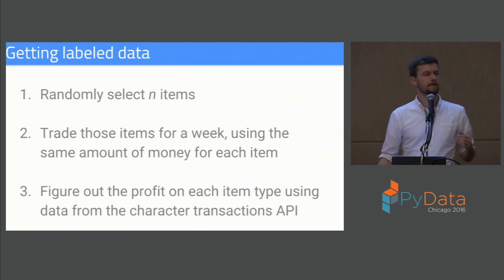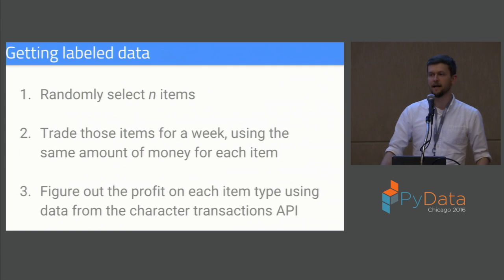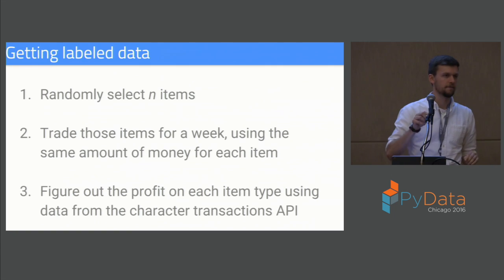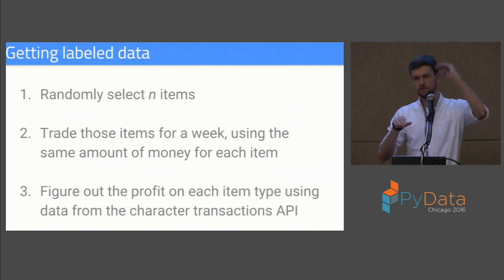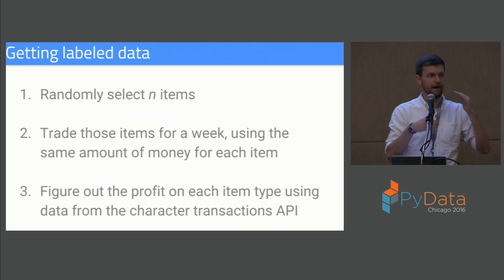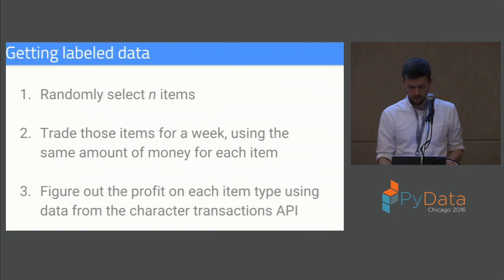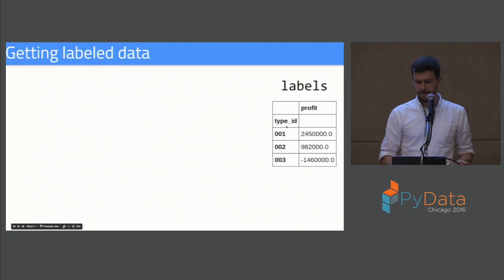And then at the end, I went back and looked at that third API endpoint, the one that shows you all of your characters' transactions, and saw, for this particular item type, I bought this many at this price, I sold this many at this price, and figured out how much profit I made on each different item type. So doing that, I get a set of labels for some of the different item types. This one made me some number, this one made me something else. I lost some money on this one.